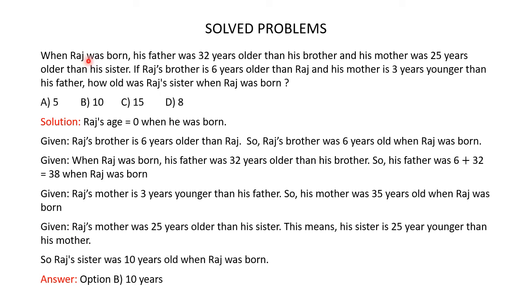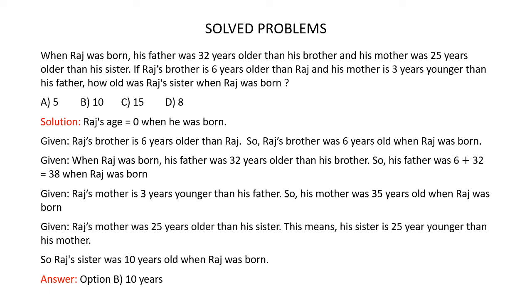When Raj was born, his father was 32 years older than his brother, and his mother was 25 years older than his sister. If Raj's brother is 6 years older than Raj and his mother is 3 years younger than his father, how old was Raj's sister when Raj was born? You are given 4 options here and you have to find out which of these options is the correct one.